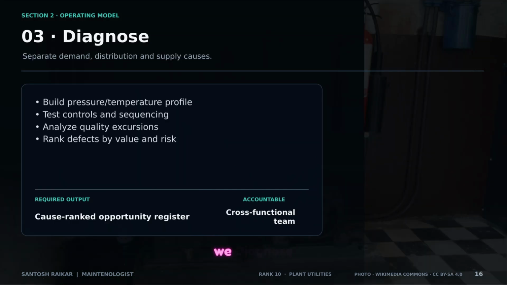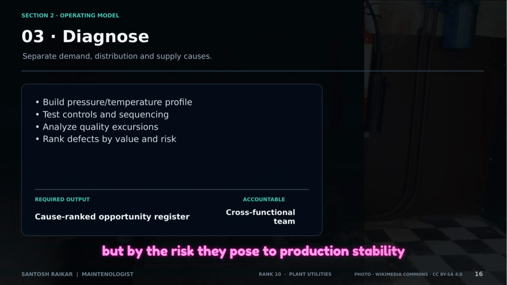In Phase 3, we diagnose. This is where a cross-functional team builds a pressure or temperature profile across the plant. We rank defects not just by energy cost, but by the risk they pose to production stability.